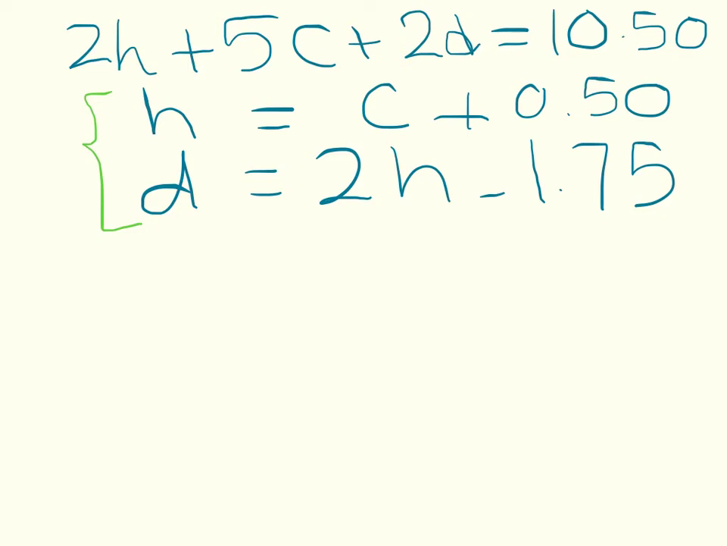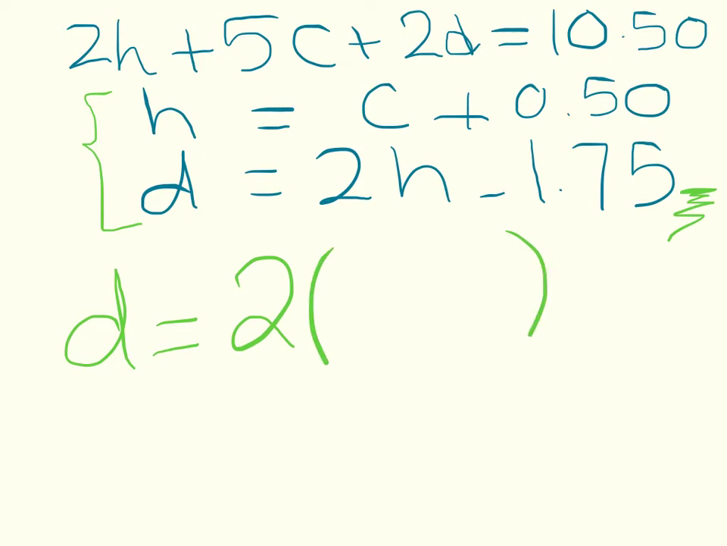So what I'll do is take that equation right here, equation number 3, and say d equals 2, instead of h, I'll put c plus 0.50, because that's my h, minus 1.75. So that's my equation right there. And all I did is substitute h for c plus 0.50.